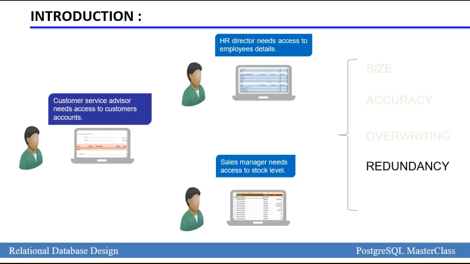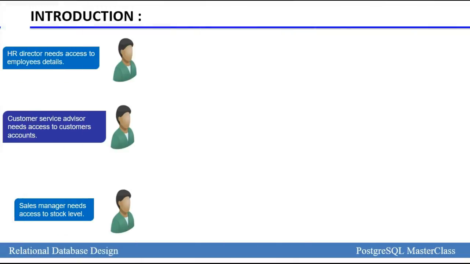The last issue concerns security. When using spreadsheets, it's difficult to restrict the access to the data, and you can't know who made an insertion, a modification, or a deletion. That's why most companies today use a database to automate their information systems.